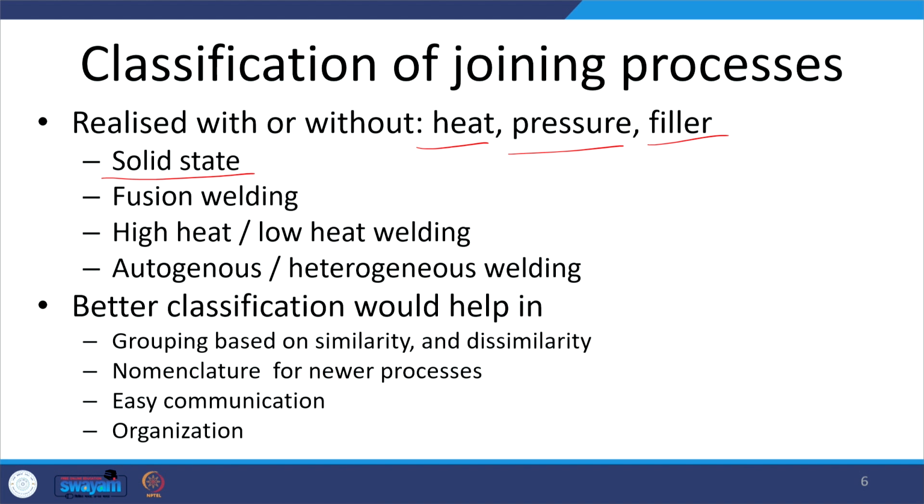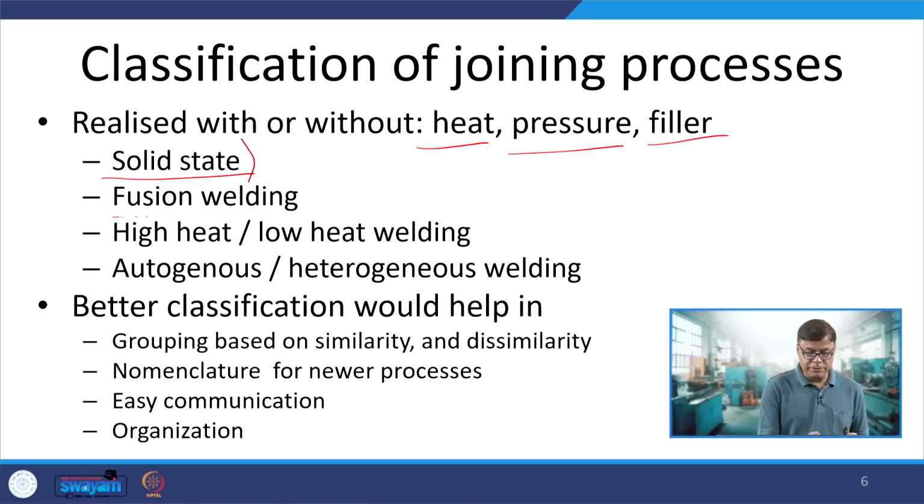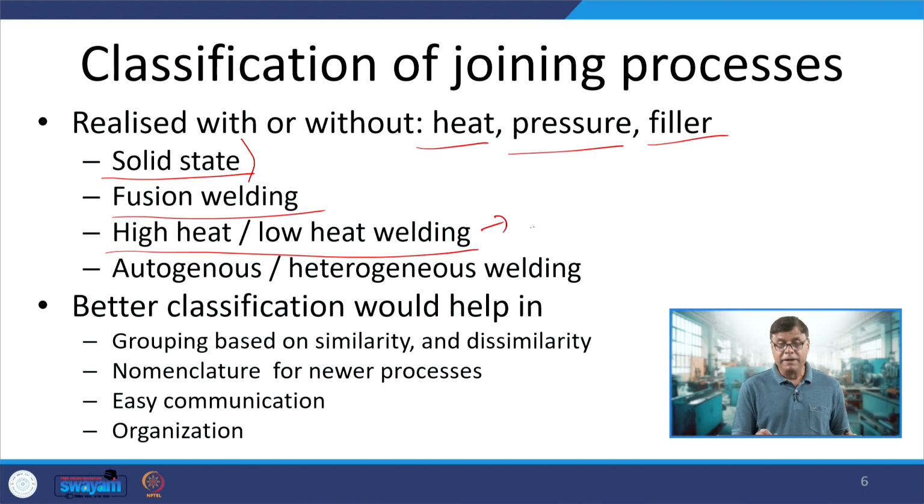So, we have to avoid the melting, but heat is supplied primarily for softening the metal and improving the diffusion. In fusion welding, heat is supplied for realizing the molten condition, and then we can have high and low heat input welding processes like ultrasonic welding, which generates very little heat by interfacial friction, and the higher heat processes like friction stir welding or friction welding, which generate a lot of heat during the welding.